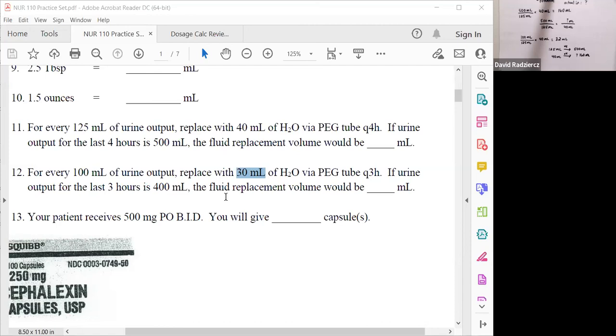My plan for next time that we get together is to do some fluid replacement practice. I'll come up with some new ones, and then we'll practice that some more, and then we will get into reading labels, reading orders, and practicing doing those things.